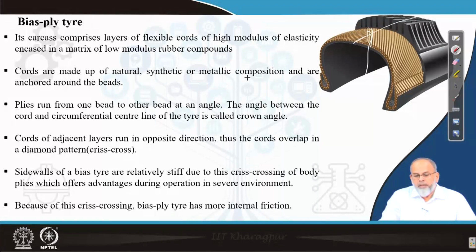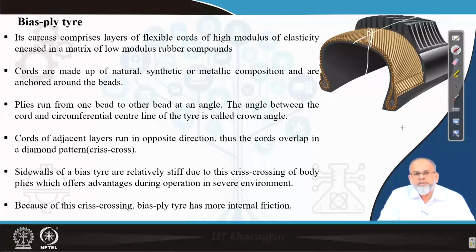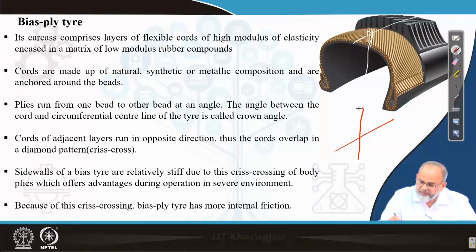If the crown angle is more, then riding is better. Cords are made up of natural, synthetic or metallic composition, and they are anchored around the beads. The two adjacent layers of cords run in opposite directions. That means they overlap in a diamond shape. One cord is in this direction, the other cord is in this direction, so basically there is a diamond shape. In other words, we call it crisscrossing.